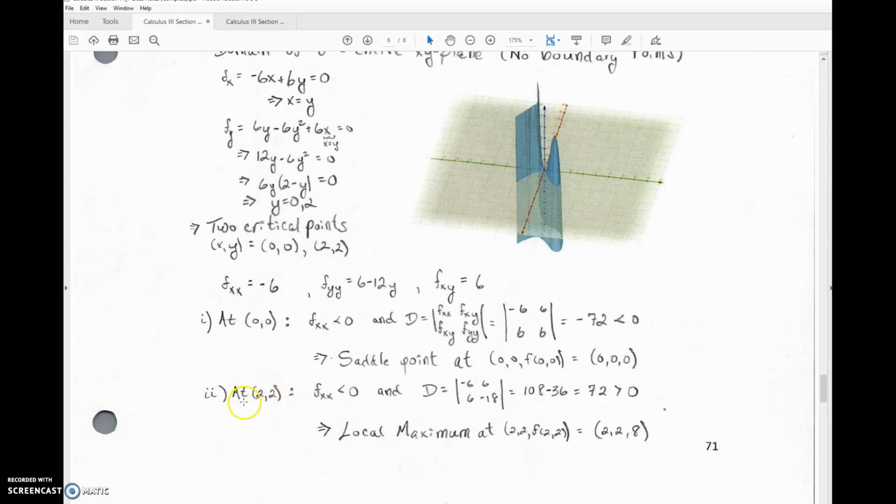Okay, and then at the point (2, 2), I still have the second partial negative. Now f sub yy is going to be 6 minus 24, or minus 18. And f sub xy is still 6. So now I get minus 6 times minus 18, which is 108, minus 36, that's 72. So the discriminant is positive. Since the second partial with respect to x is negative, it means I have a concave down function there, and the discriminant being positive means yes, it's down in every direction. So that means that we have a local maximum at (2, 2), f(2, 2), which is 8. So that's this point right here. Saddle point here, local max here.